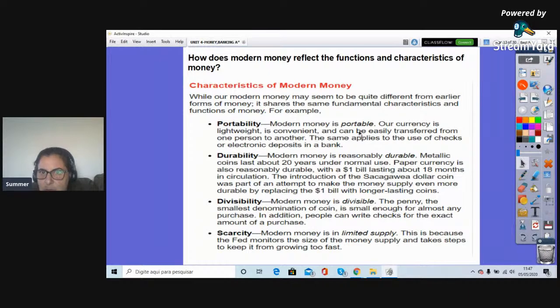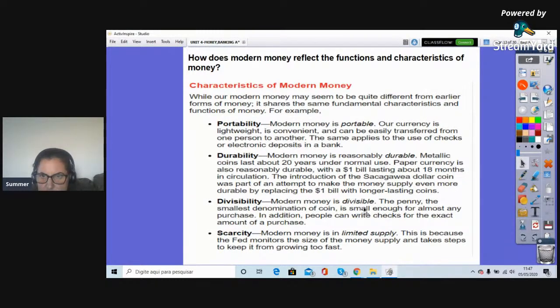Modern money is portable. Our currency is lightweight, convenient, and can be easily transferred from one person to another. The same applies to the use of checks or electronic deposits in a bank. Durability: it has to be durable. Metallic coins last around 20 years, and a $1 bill lasts around 18 months in circulation. So it's durable.